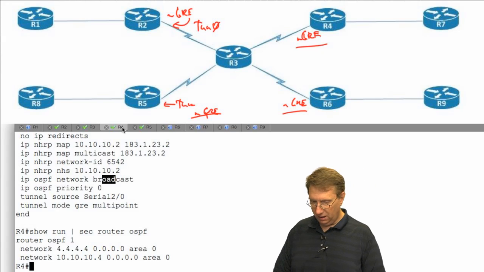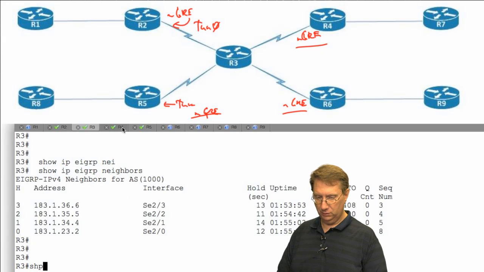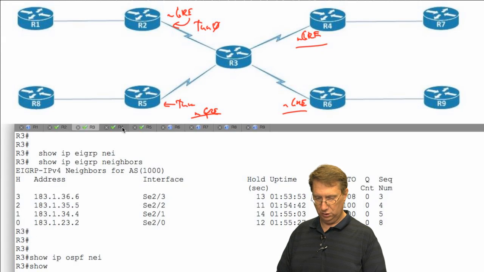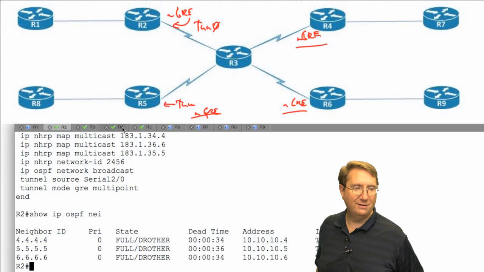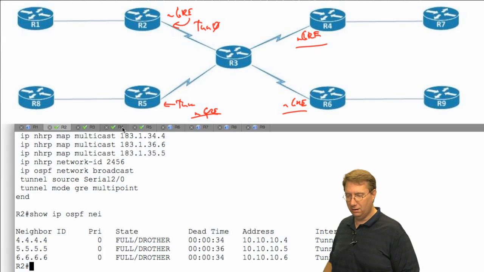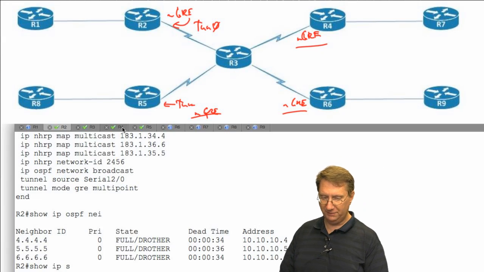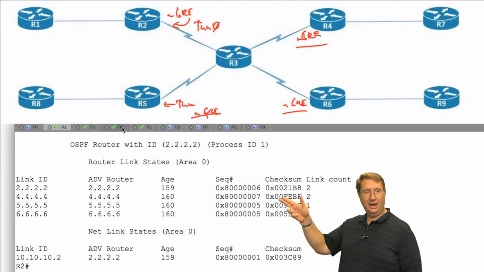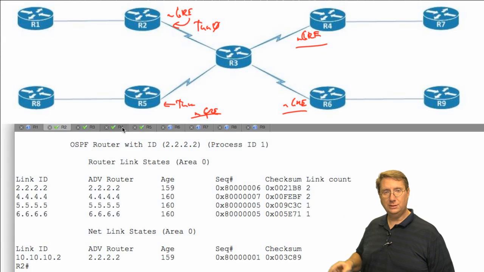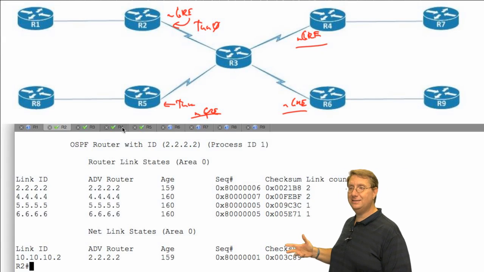So when I come over here to the hub, show IP OSPF neighbors. Oh, that's the wrong device, sorry. Show IP OSPF neighbors. 4, 5, and 6, everything looks good. Control plane's there. I mean, let's look at this. Show IP OSPF database. Now, we should see type 1s, and we should see type 2s. Type 2s being generated by our designated router.